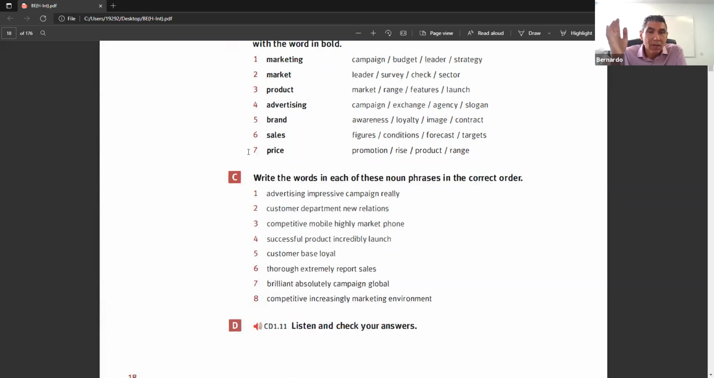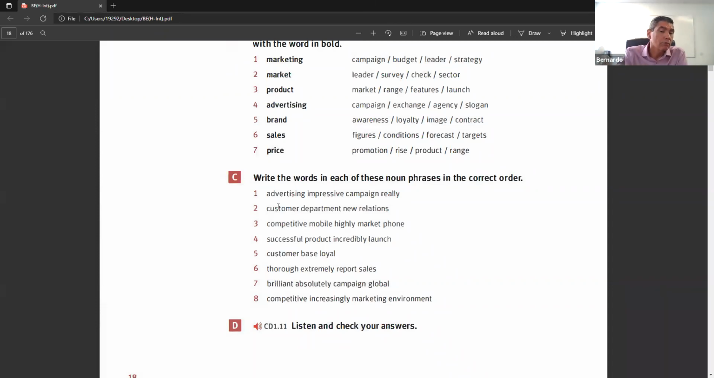Okay. But the noun phrase pattern that we're talking about, this order, has to be adverb, adjective, noun, head noun, the main noun of the phrase. So it's very specific. You can change the word, but you cannot change the order. This is what makes it so specific, especially when you're talking about business. So let's try the first one. Letter C. It says, write the words in each of these noun phrases in correct order.